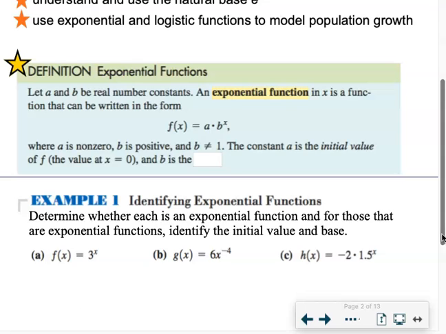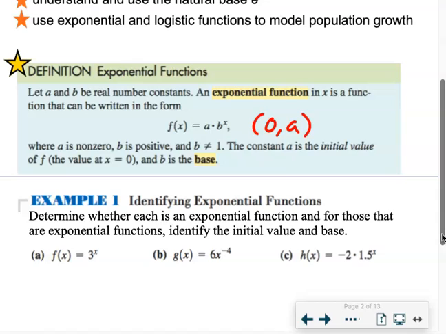So a is non-zero, because, well, this would just be the x-axis if it were y = 0. b is positive, we're going to stick with that for a while. And b is not equal to 1, because multiplying by 1 to any power is just multiplying by 1, and there's nothing fun about that. The constant a is the initial value of f, the value at x = 0. So this part, maybe that'll come back to you a little bit from when you studied Algebra 1. With exponential functions, we always have a nice, easy, ordered pair that we can graph, and that's (0, a). And then b is, of course, the base.